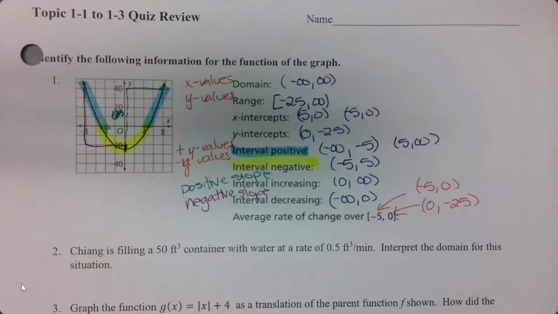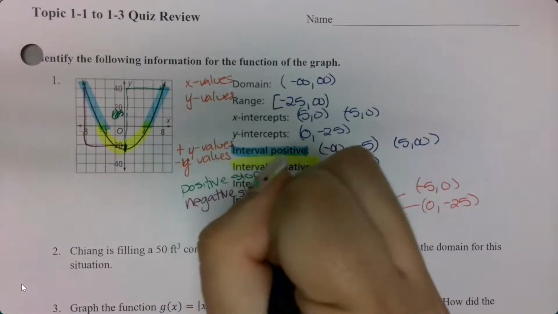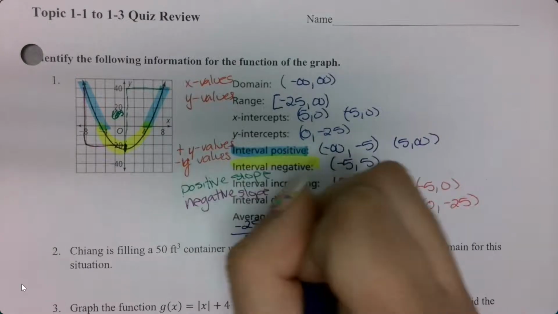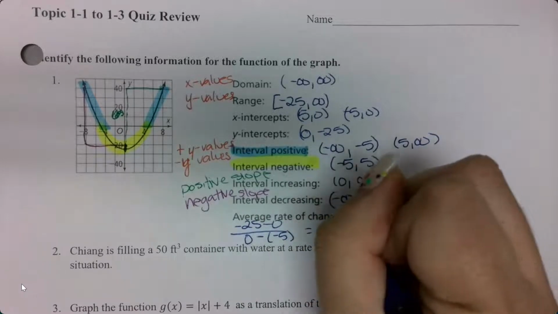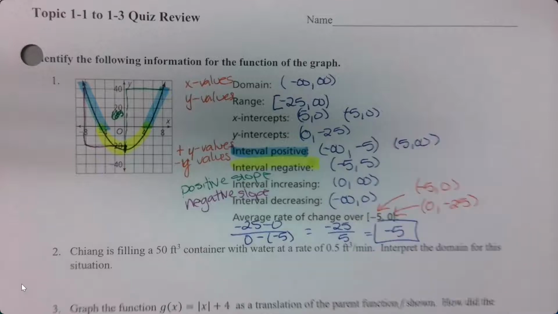Then I want to use the slope formula to find my average rate of change. So I'm going to do negative 25 minus 0 over 0 minus negative 5. That gets me negative 25 on the top, 5 on the bottom. This is negative 5 for my average rate of change.